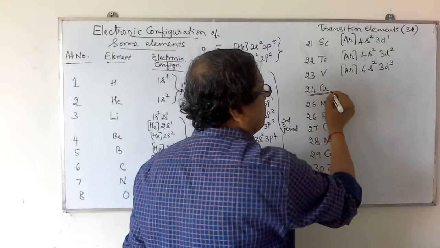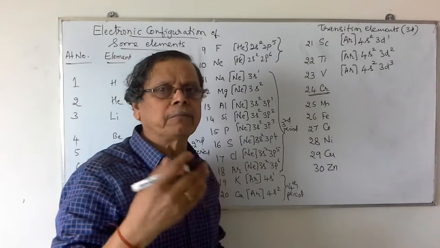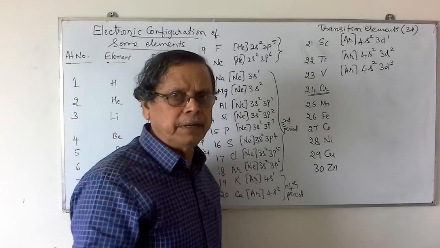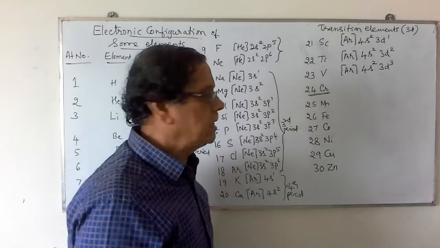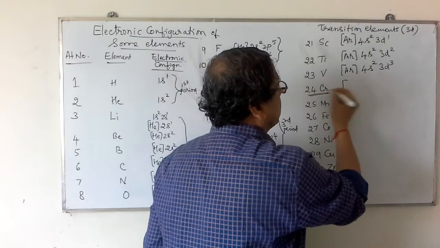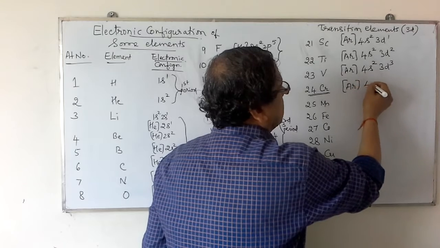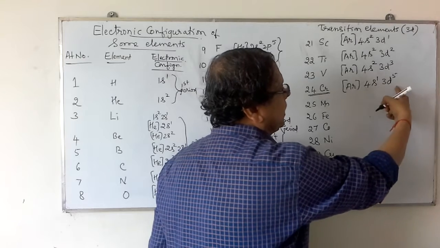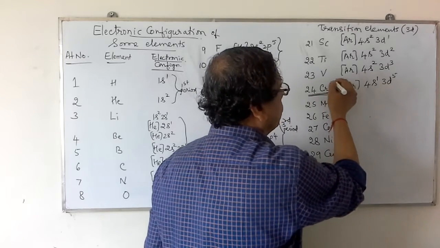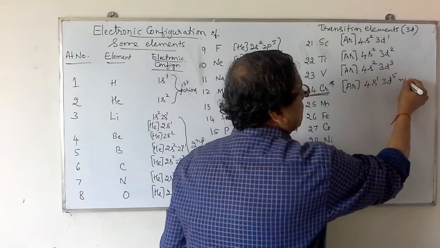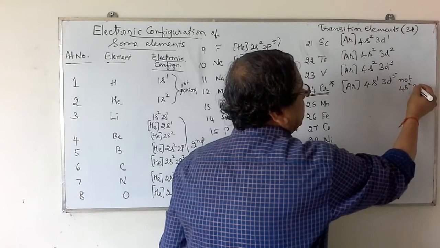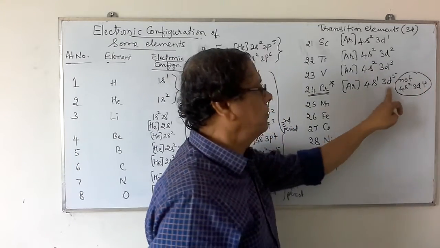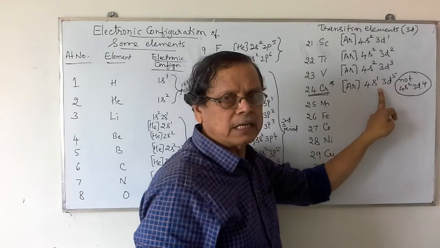Now for chromium, there is a special configuration that we can confirm by various other studies, like the colors, the number of unpaired electrons, and based on that the magnetic moment, etc. To study the configuration, argon, it is having 4s1 3d5. Just observe, it is 4s1 3d5, a special configuration for chromium. It is not 4s2 3d4. Remember, it is not 3d4 4s2, it is 4s1 3d5. Number of unpaired electrons are 6.